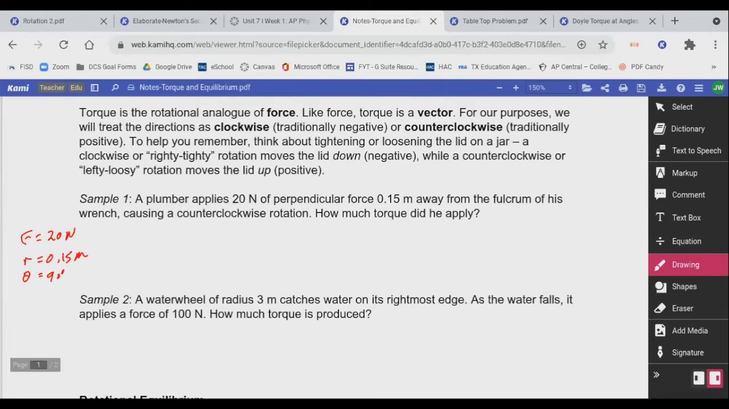Okay. It's asking us how much torque did he apply, and he said that it's counterclockwise, so we know it's going to be positive. So then torque, that Greek tau, is equal to force times distance, or distance times force. Sometimes I write it one way or the other. Order there doesn't matter. And then from the side, we've got 20 times 0.15. Put that into our calculator, and it's 3, right? Yeah, 3. And then the unit would be Newton meters because force and distance.